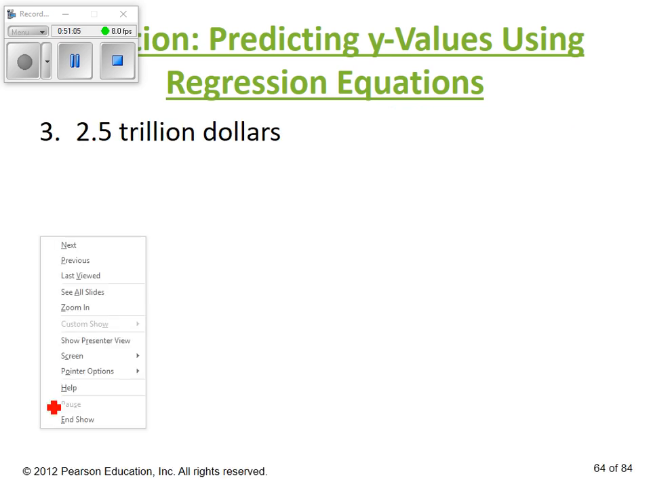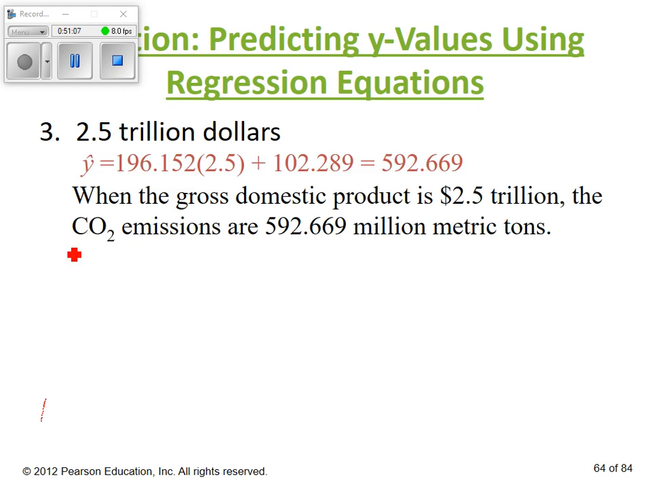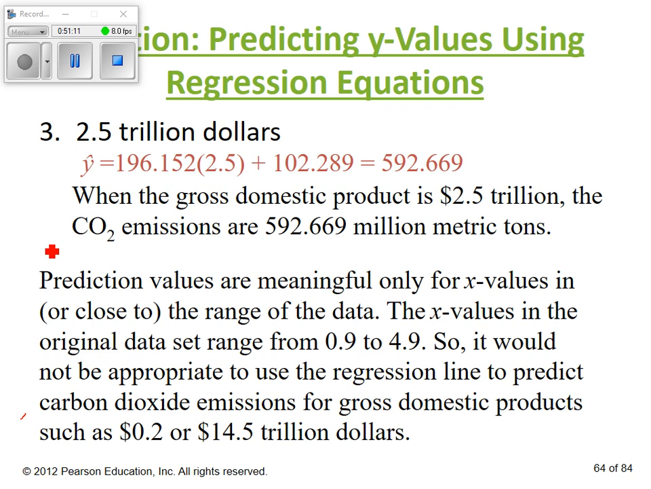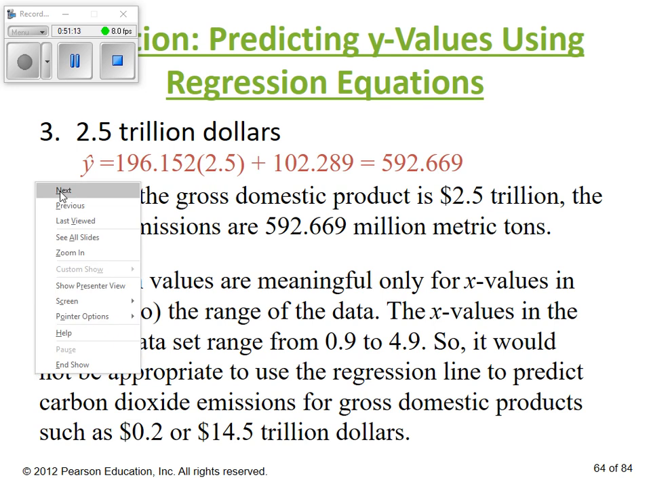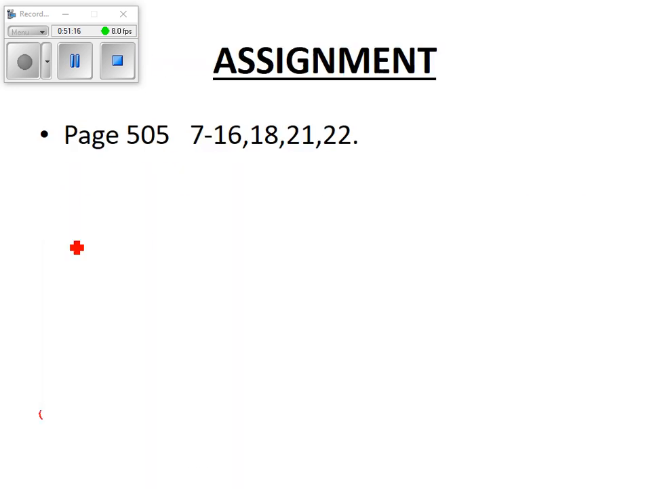2.5 trillion, we did that. Do that, so on and so on. Prediction values are meaningful, again, only if they are inside the range of the data. That's your assignment.